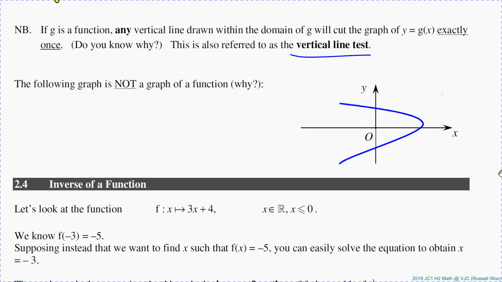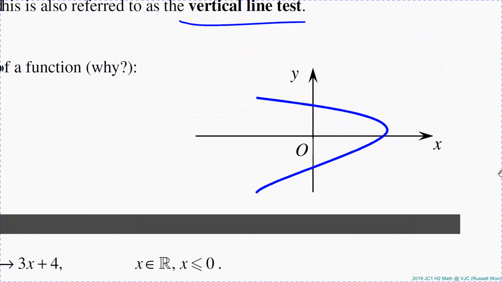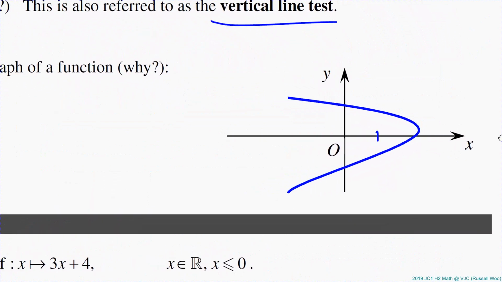So I think this is quite clear why this is not a graph of a function. It fails the vertical line test. Once you fail the vertical line test, it means that for one input, you get 2 outputs.